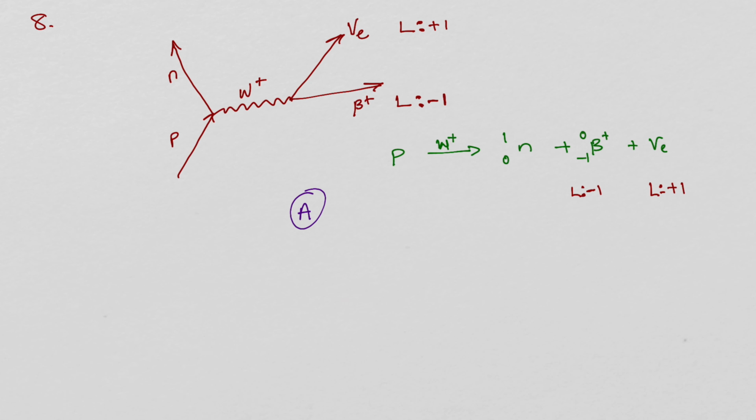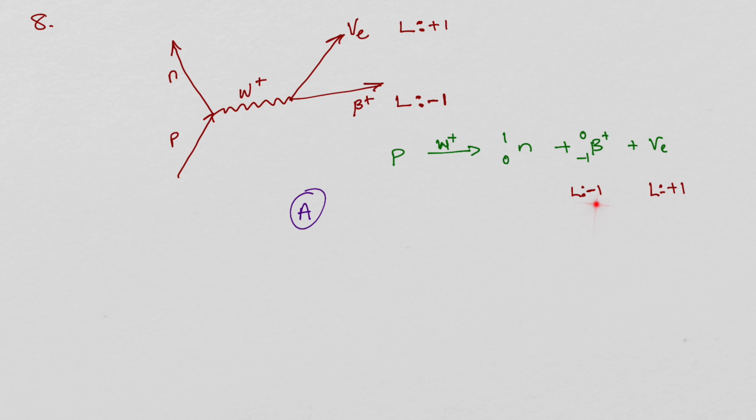Question 8. So we've got a proton turning into a neutron and the weak exchange, which is a W plus boson. You're going to get a beta plus and an electron neutrino, and so here will be the beta plus, which you have there already. Y will be the electron neutrino and X will be W plus. So the answer is A.